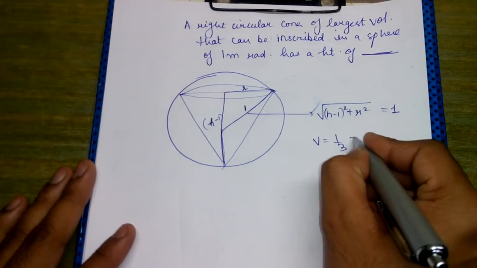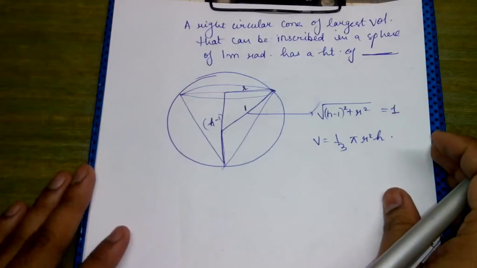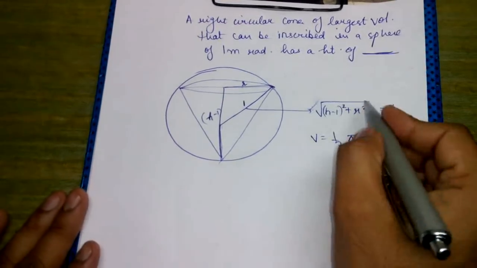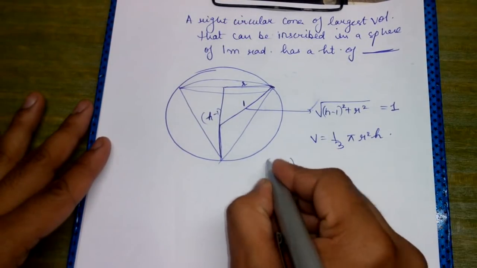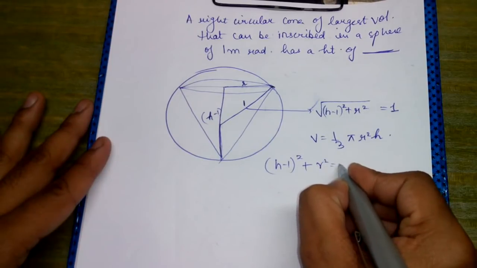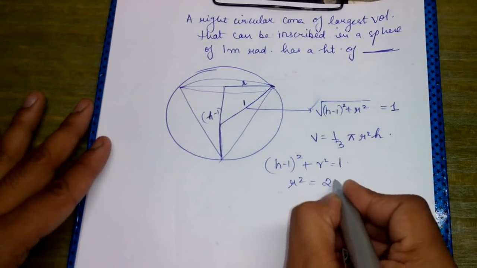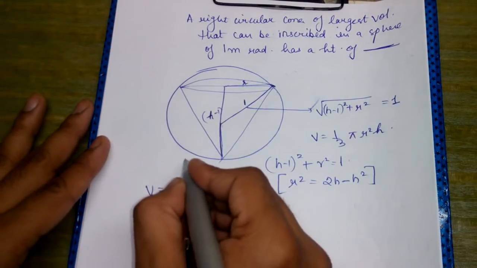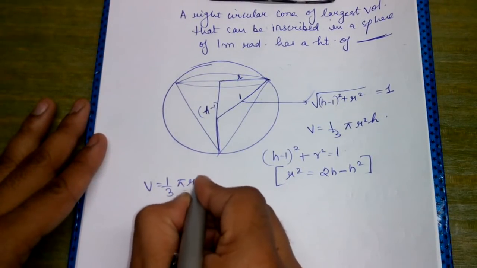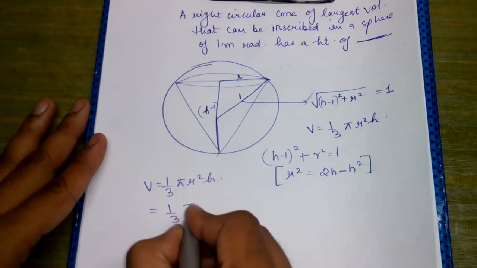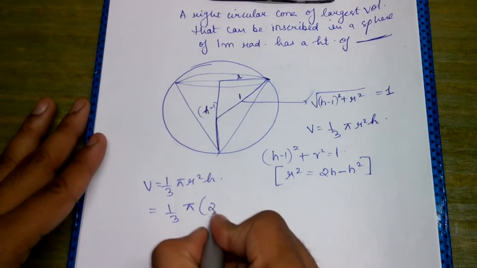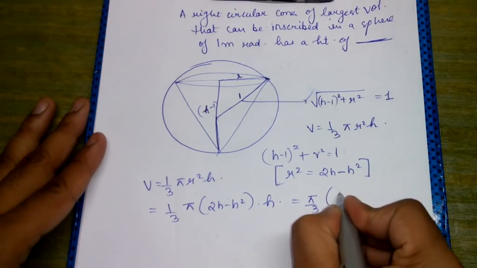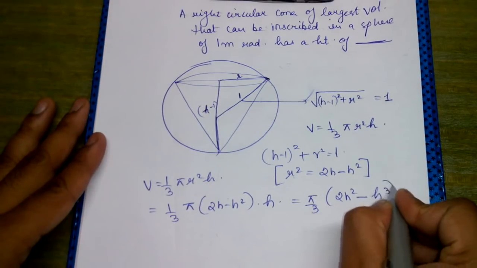and volume is equal to 1 by 3 pi r square h. This is for the right circular cone. So now we will use this relation, that is h minus 1 whole square plus r square is equal to 1. So r square is equal to 2h minus h square. And since volume is equal to 1 by 3 pi r square h, instead of r square we will write 2h minus h square into h. So this would be pi by 3 into 2h square minus h cube.